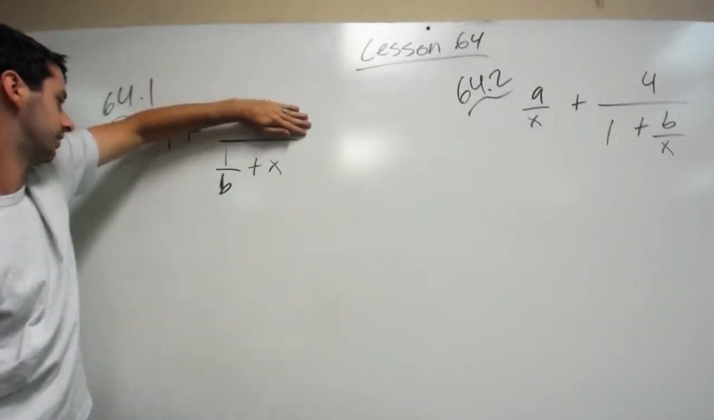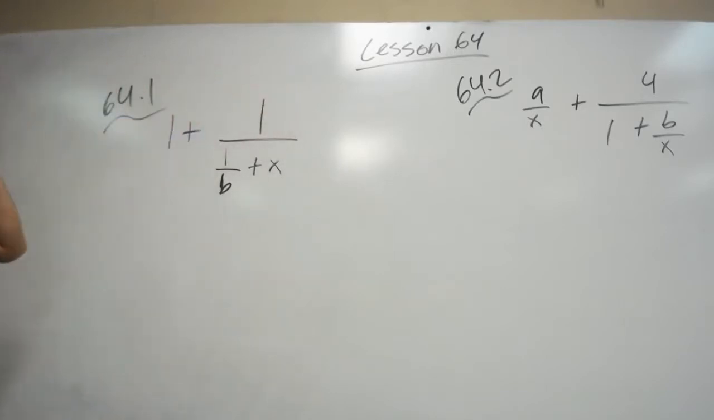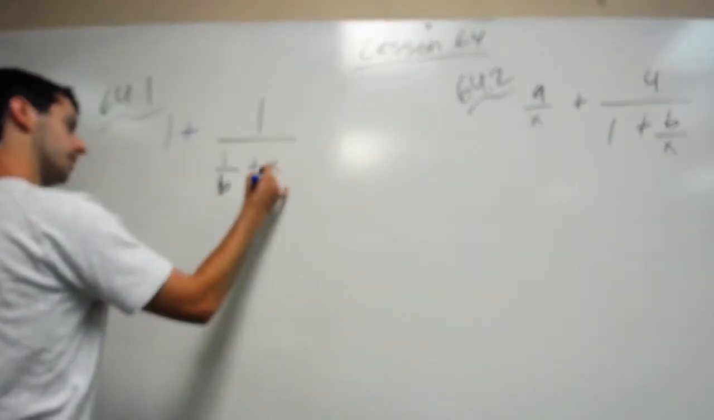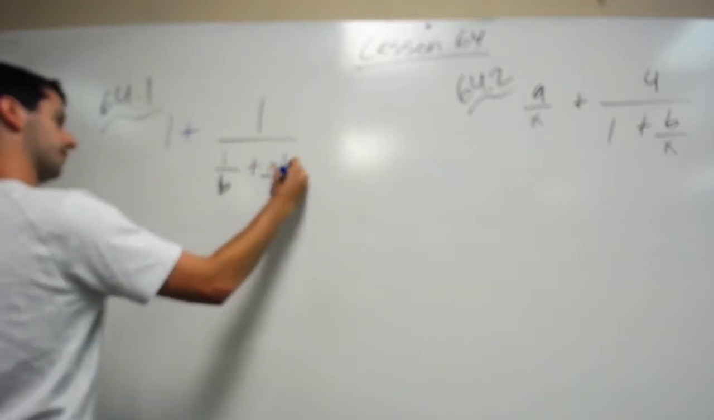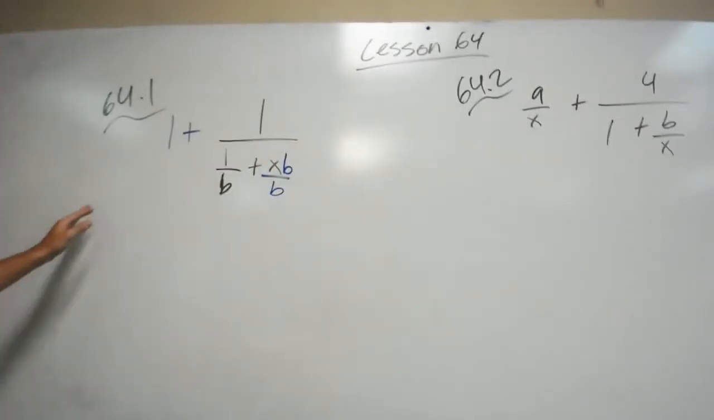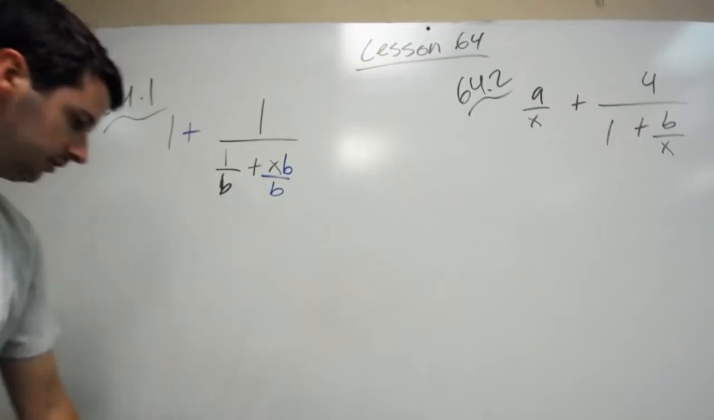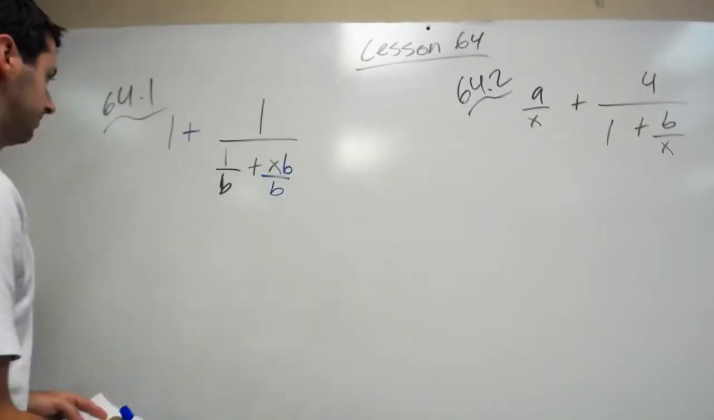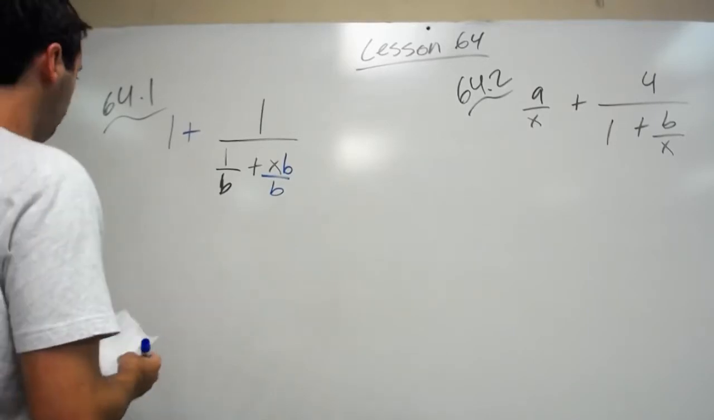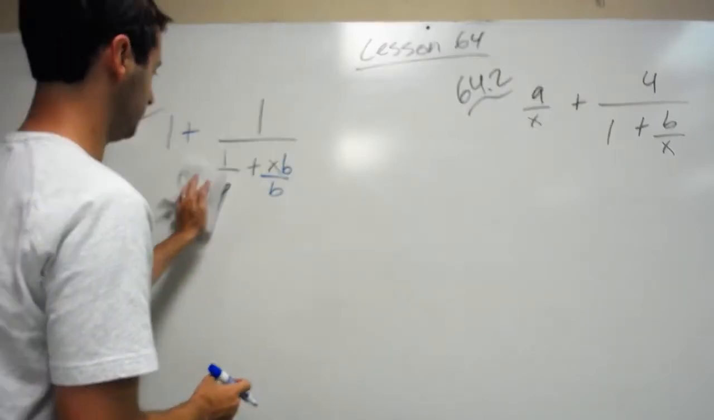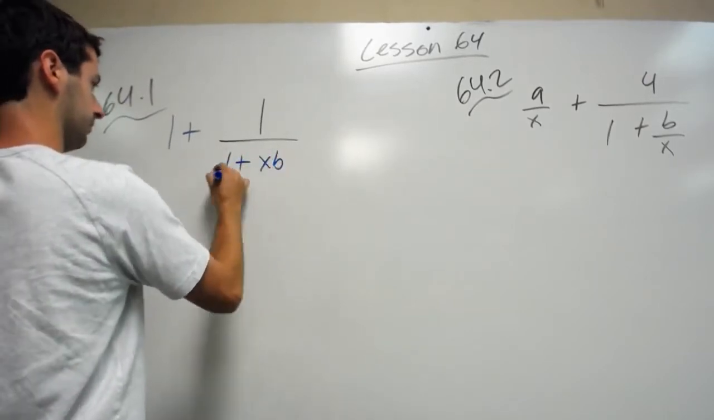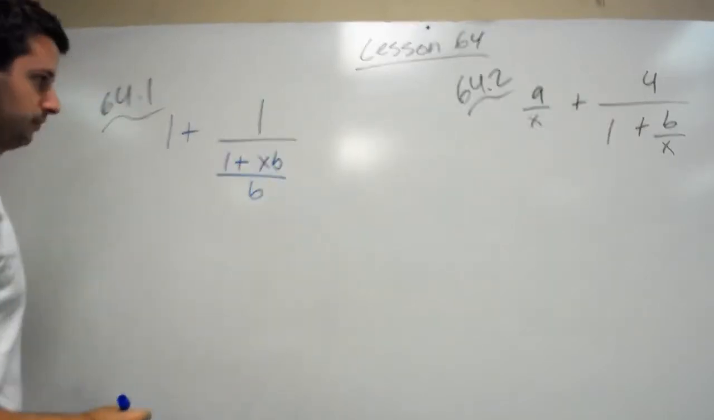That's easier to solve. So what we do there is our least common denominator is b. This one needs a b, so we add it to the top and bottom. And now we can add these two together. I'm going to do a lot of erasing on these to save space. So 1 plus xb over b is what we get.